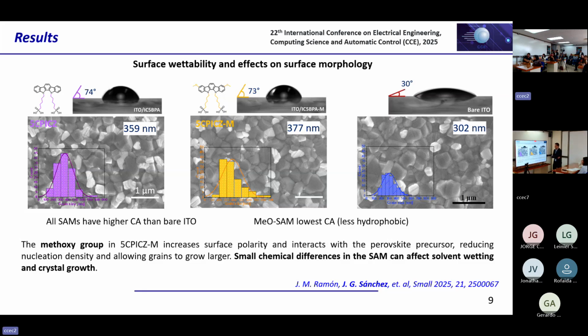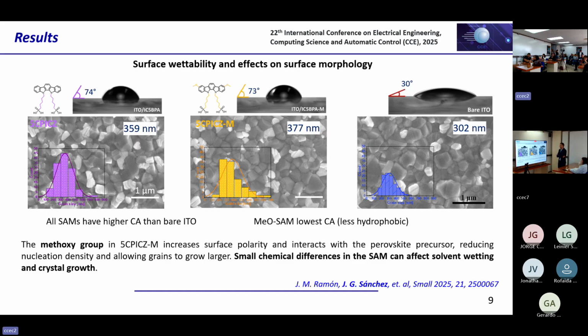Okay. And then we also investigate the effects on the morphology of the crystals of the perovskite using the SAMs. We have first the contact angle. When we have only the ITO, the contact angle is very low, and then when we have the 2 nanometer SAM, the contact angle increases. So later we measure again the top imaging with the SEM. From here we observe the crystal size of the perovskite increases when we have the SAMs on the bottom.